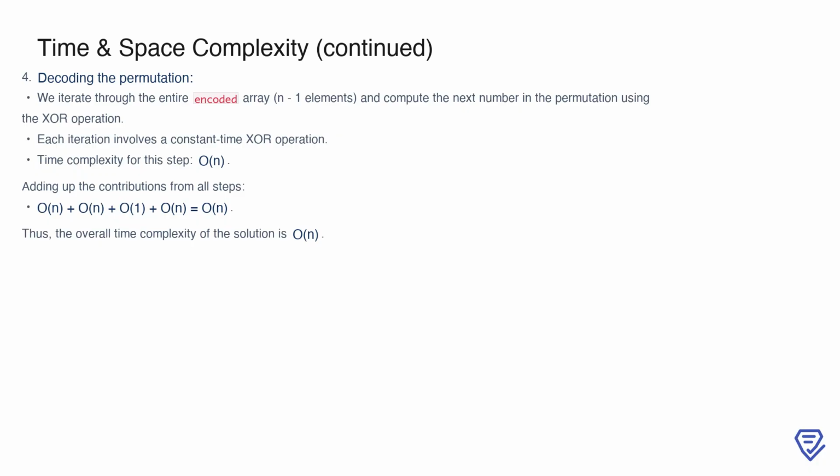When we sum up the contributions from all these steps, O(n) for total_XOR, O(n) for odd_encoded_XOR, O(1) for calculating first, and O(n) for decoding the permutation, the overall time complexity of the solution becomes O(n). This linear time complexity makes the algorithm highly efficient, especially when compared to more naive approaches.